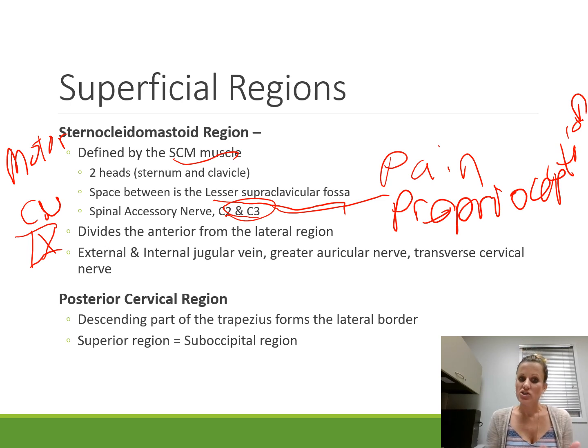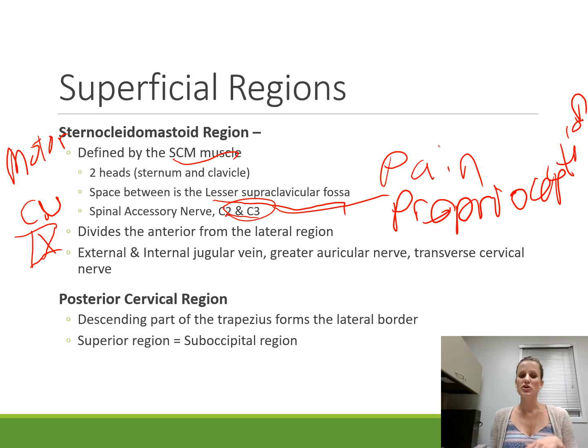We see that the external and internal jugular vein will pass through the sternocleidomastoid region. The greater auricular nerve will pass right over the sternocleidomastoid. We'll also see the transverse cervical nerve, all present in the sternocleidomastoid region.